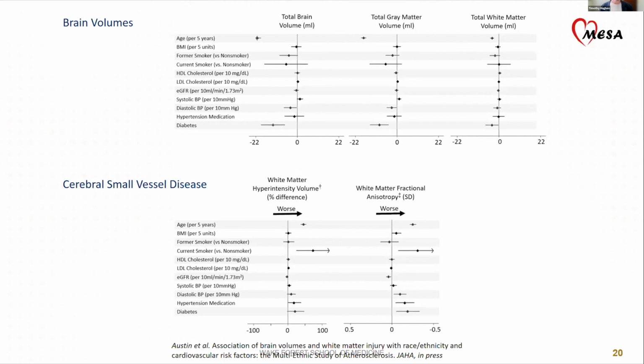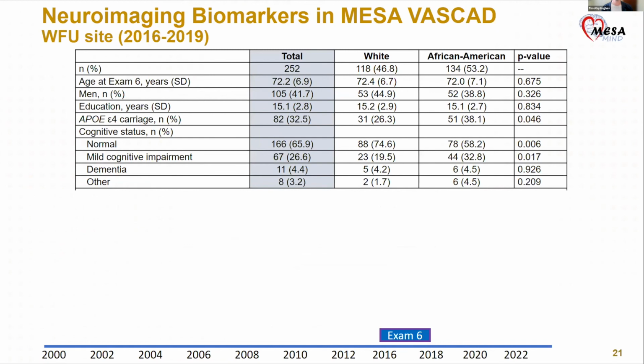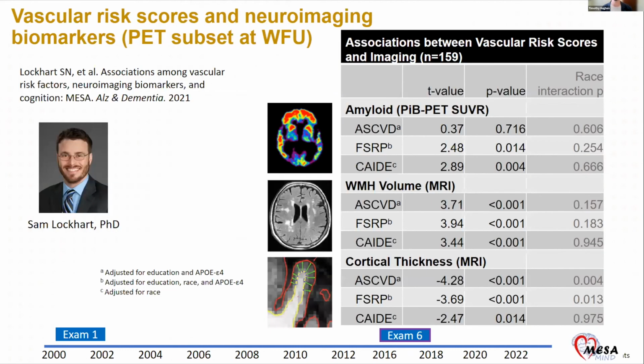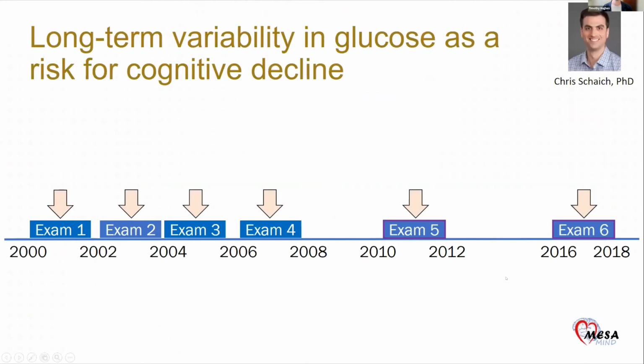Among small vessel disease markers, what we find is that smoking status, hypertension, and diabetes are key drivers. We took a look at a subset of individuals who also have amyloid imaging at the Wake Forest site. And what I will show you on this next slide is that the risk scores that we looked at related to cognitive decline before, elevations in these risk scores are associated with higher amyloid deposition in the brain, increases in white matter hyperintensity volume, and lower cortical thickness.